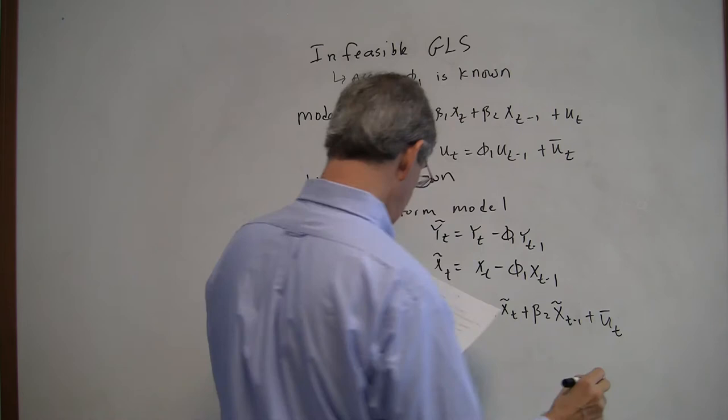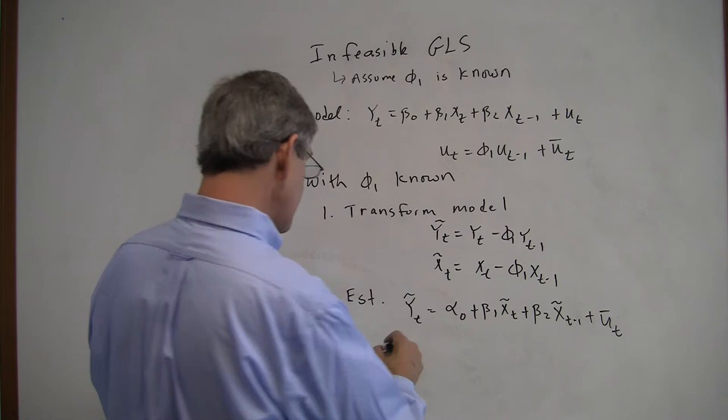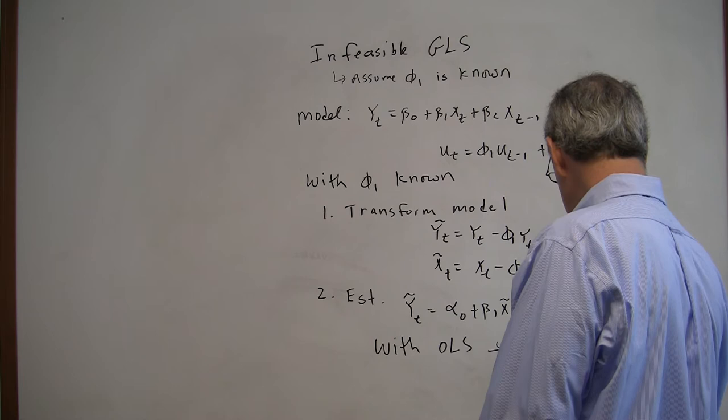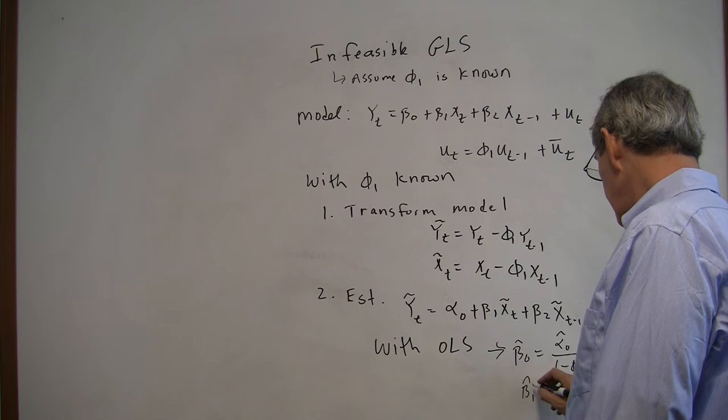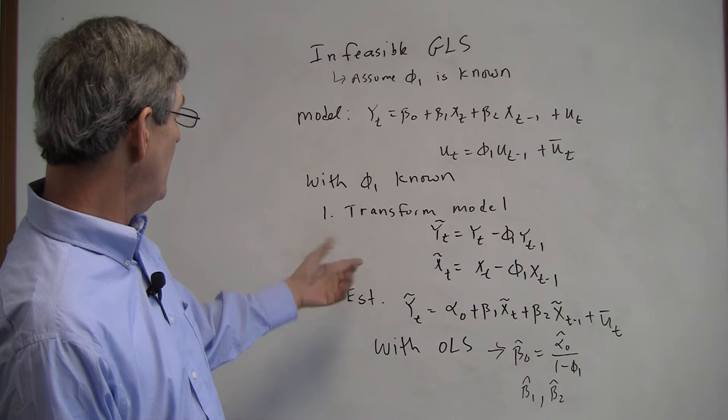So if we only had an estimate of phi somewhere above here so we could do this step, it's easy. We can estimate this with OLS, and that'll give me beta naught hat equals alpha naught hat over 1 minus phi 1. Remember, that's known. And it'll give me beta 1 hat and beta 2 hat. And they're efficient and consistent. So that's a one-step procedure, but we don't have an estimate of phi 1. So how can we do that?